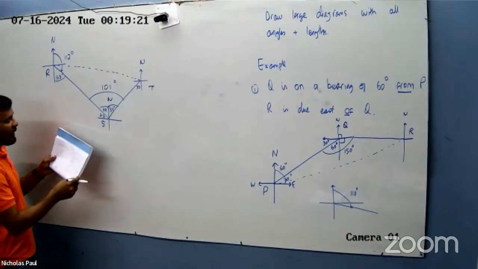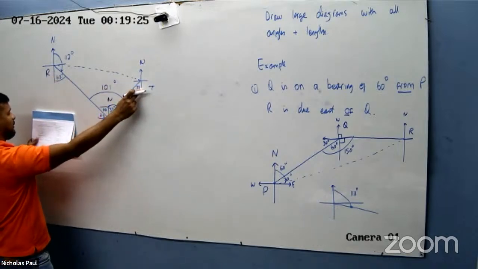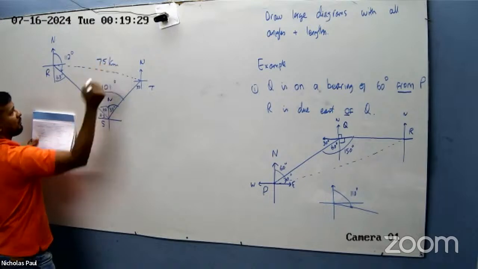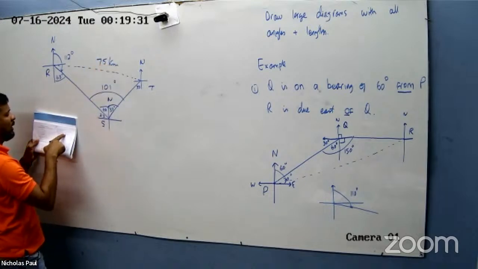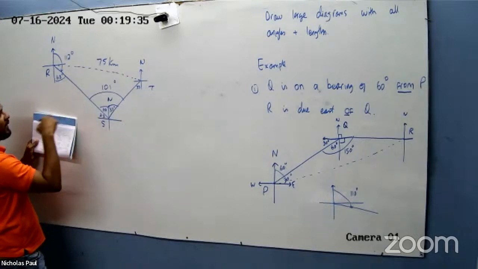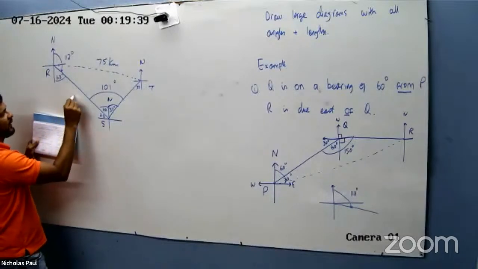And now what did it give us? RT is 75 and RS all the way here. RS is 56.